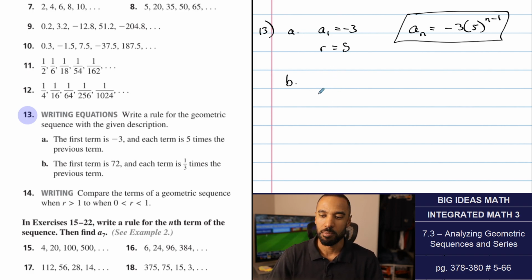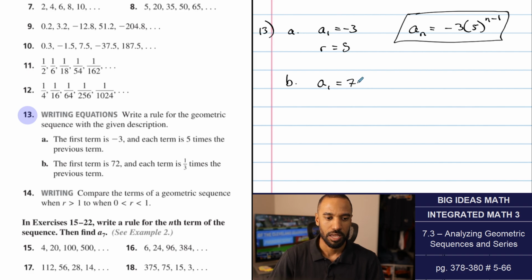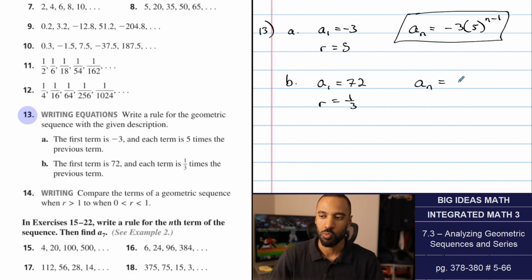Part B, the first term is 72. That's our a sub 1. And each term is 1/3 times the previous term. That's literally, once again, your common ratio. So no difference in what I'm writing here. Just like that. All good.